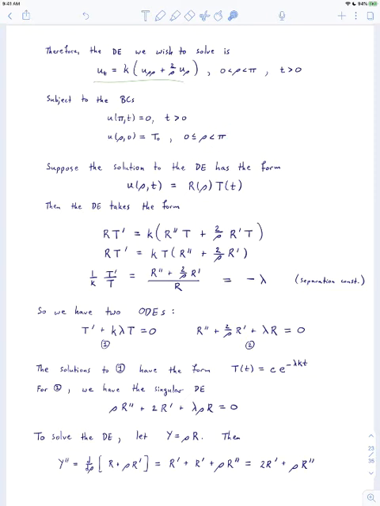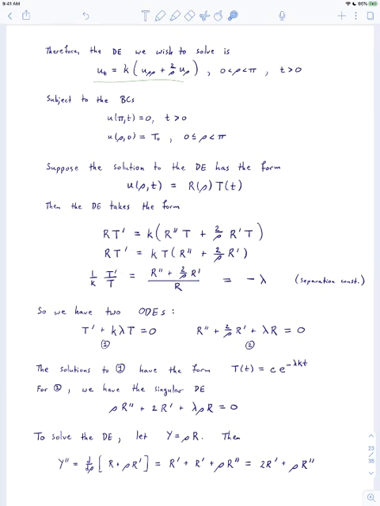Suppose the solution to the differential equation has this form. So we're going to use separation of variables. So we're going to assume that u is a product of a function of rho times a function of t. So capital R times capital T. Under this assumption, the differential equation takes on this form. We replace the partial derivative of u with respect to t with R times T prime. And these partial derivatives with respect to rho turn into ordinary derivatives of capital R, as you can see here. So this is separable, and you can separate it, and you end up with this equation here.